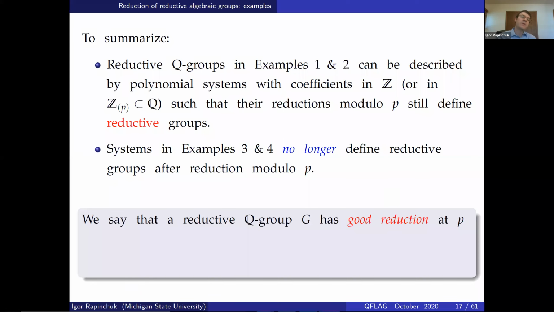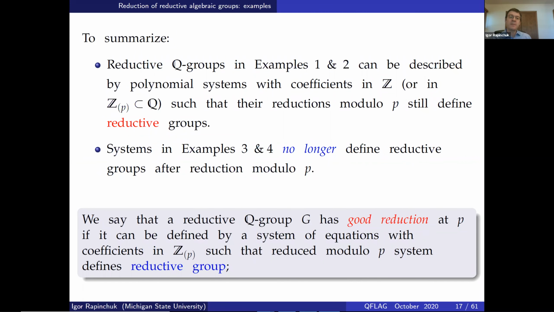Okay, so with these examples in mind, we're led to the following definition of good reduction, which is somewhat similar to the definition we encountered earlier in our discussion of elliptic curves. So we'll say that a reductive algebraic group G defined over Q has good reduction at P if it can be defined by a system of polynomial equations with coefficients in the valuation ring at P, such that when we reduce the system modulo P, we still have a reductive algebraic group. And otherwise, we'll say that our group has bad reduction at P.